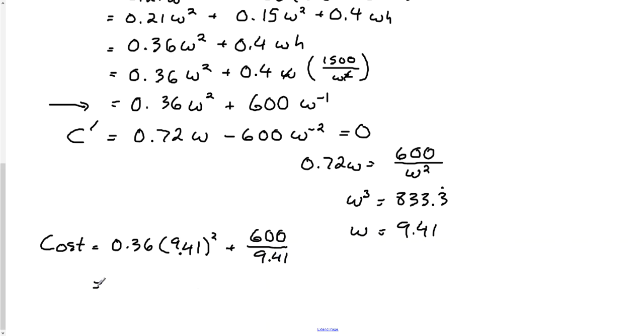And let's work out what that is. I get something like 95.64. So our cost is going to be $95.60. So let's just sum that up. We'll say the cheapest box is $95, sorry, and 64 cents.